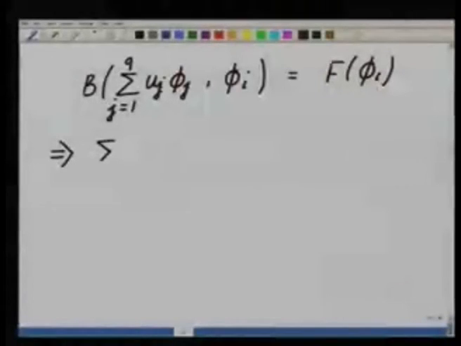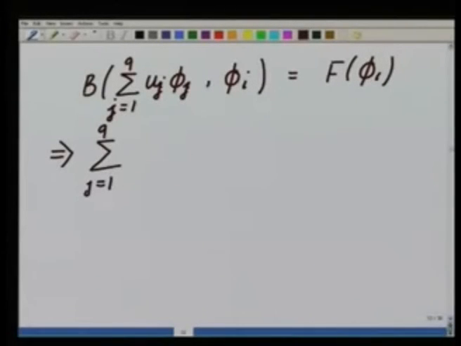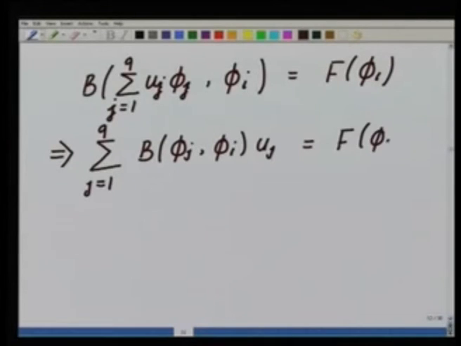can take out. So, this is equivalent to writing the sum of j equal to 1 to 9, b of phi j, phi I, whole thing multiplied by uj, is equal to f of phi I.